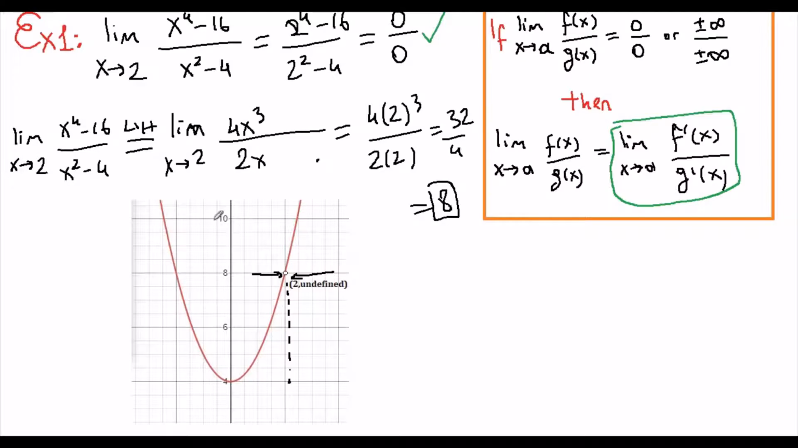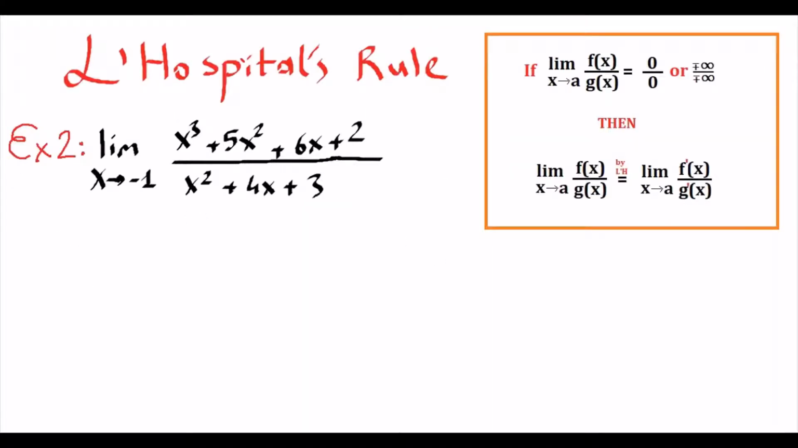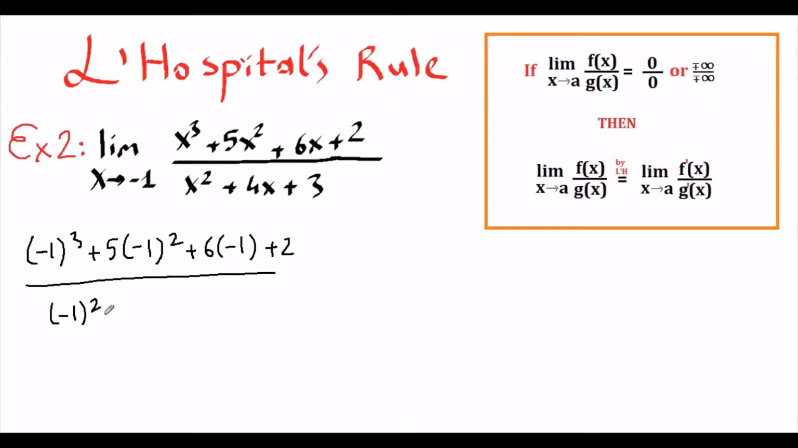Let's go ahead and see example 2. In this example, we have the limit as x is approaching negative 1, x to the 3rd plus 5x squared plus 6x plus 2, all over x squared plus 4x plus 3. Now we're going to directly plug in negative 1 to see what the value is. We have negative 1 to the 3rd power plus 5 times negative 1 to the 2nd power plus 6 times negative 1 plus 2. We have negative 1 squared plus 4 times negative 1 plus 3 in the denominator. If you do this arithmetic, you get 0 over 0. This is an indeterminate form, and this allows us to use L'Hopital's rule.